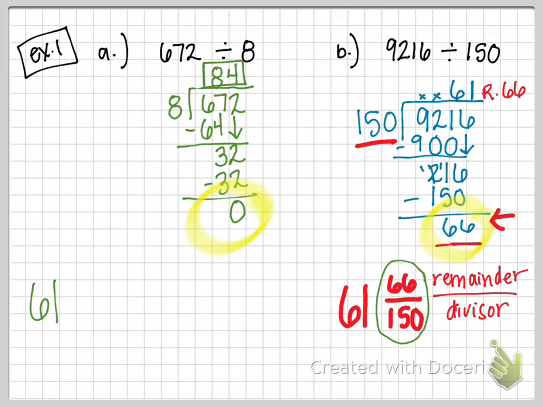66 divided by 6 is what? 11. And 150 divided by 6 is 25. Now this is our simplest form. So I think the takeaway here is we need to practice writing our remainders as fractions rather than just saying R66. Write it as a fraction. You have? Great. Let's do a couple try-its.